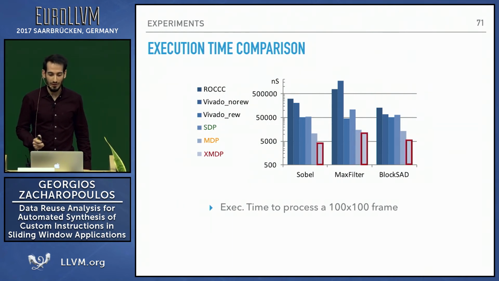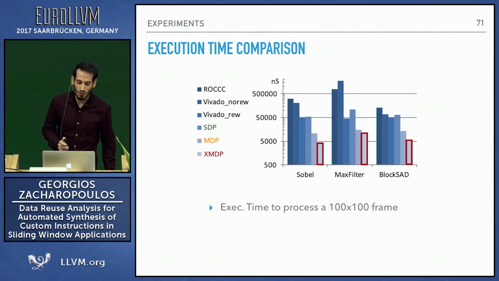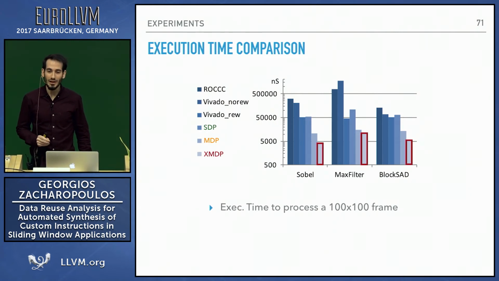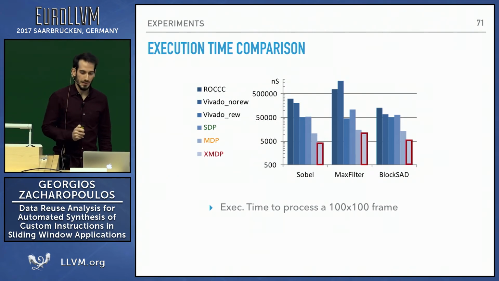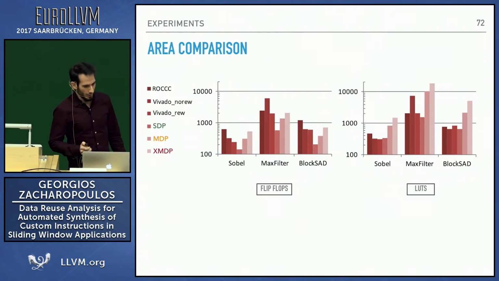In fact, for example, for the Sobel benchmark, it's an order of magnitude better than the best competitor, and almost 2 orders of magnitude better than the rest. Now let's see the area comparison.